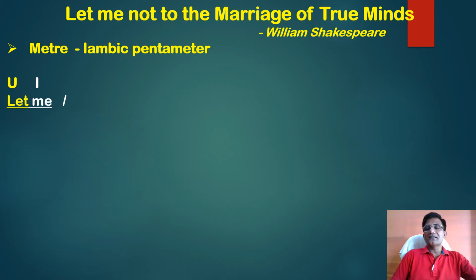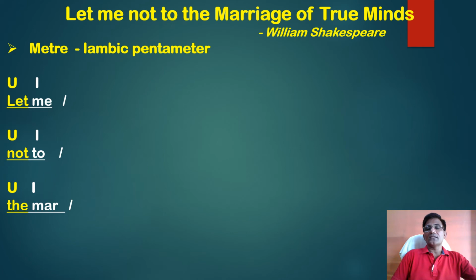The first syllable is unstressed, the second one is stressed. In the first, stress does not fall; in the second, stress falls. Let me, not to: "not" unstressed, "to" stressed. The marriage. We will divide this word "marriage" into two parts because it is a disyllabic word.